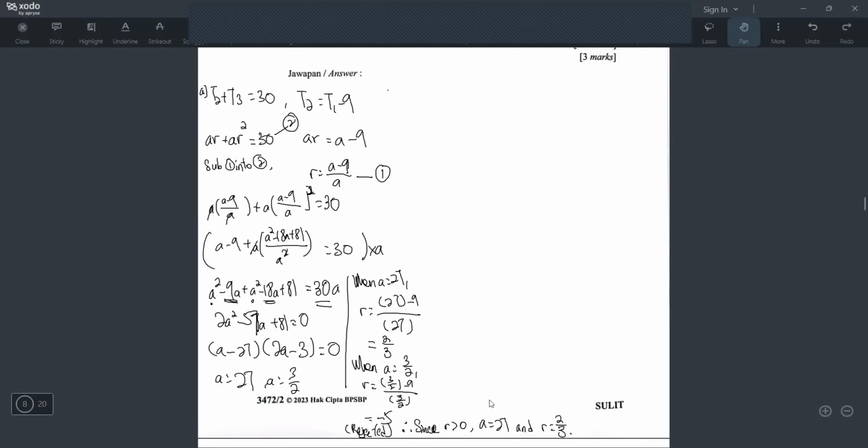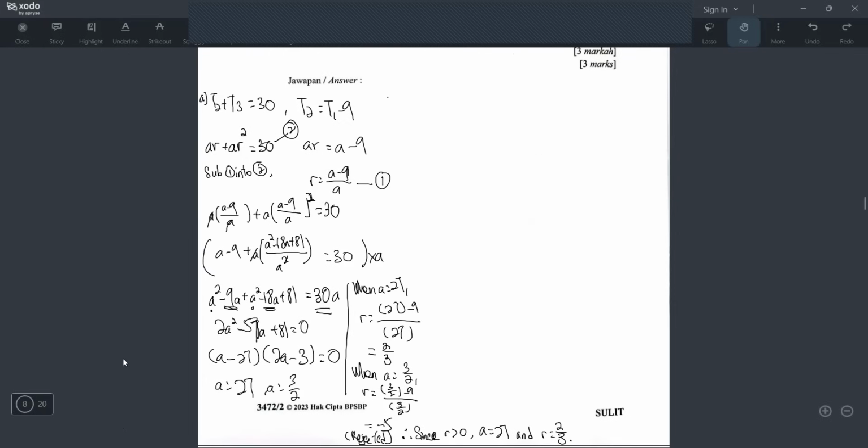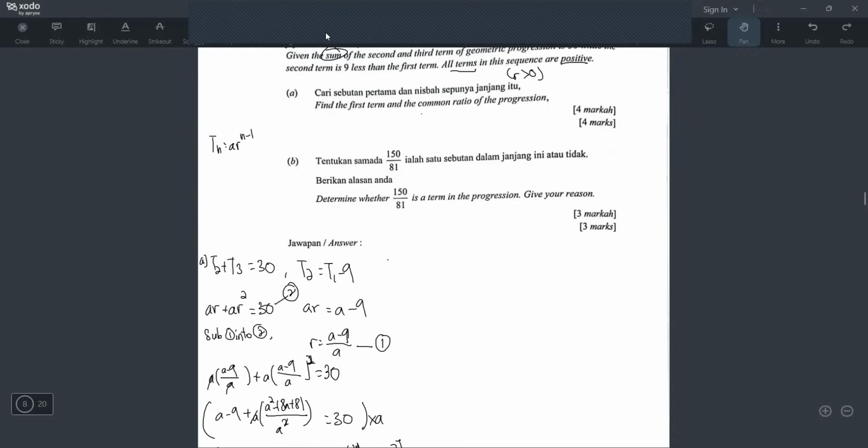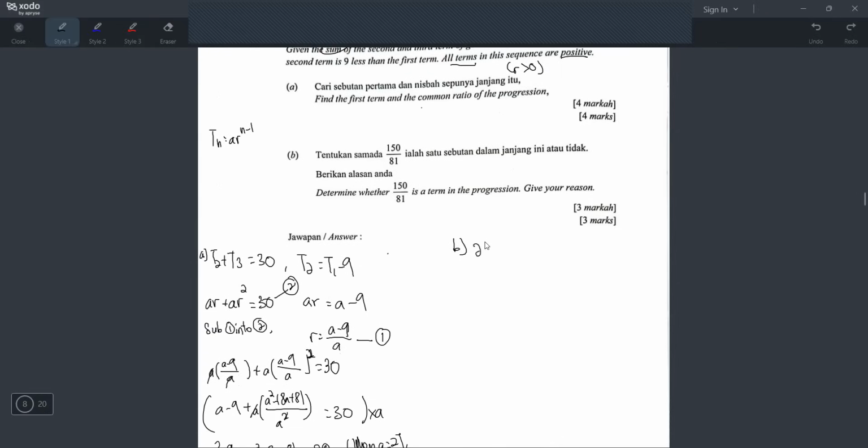Okay, let's continue with b. Let's read b. Determine whether 15081 is a term in the progression. Give a reason. We already know the progression. The a is 27, r is 2 over 3. So the first term is 27, and the r is 2 over 3. So what is 27 times 2 over 3? 18, right? And then 18 times 2 over 3 is 12, right? And so on. It means to get the next term, I have to multiply by 2 over 3.